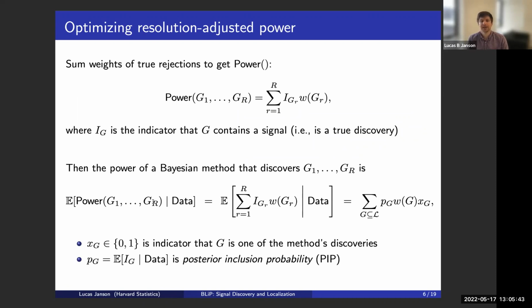And more generally, if we think about more general power functions that incorporate other aspects, it's the indicator function that G is a true discovery, right? So if we have G and J, we also need J to contain the true number of signals. If we had also a region for the intensity, we would need the intensity to actually fall in that. And again, that indicator function is super easy to compute if you have samples from your posterior, because you can just evaluate that indicator function on each of the samples and then average it over the many samples you have. That gives you your PIP estimate.